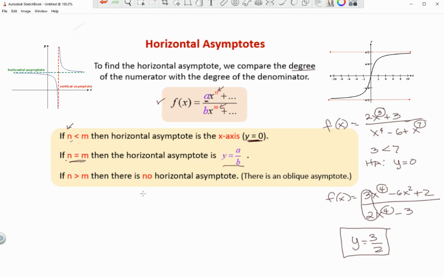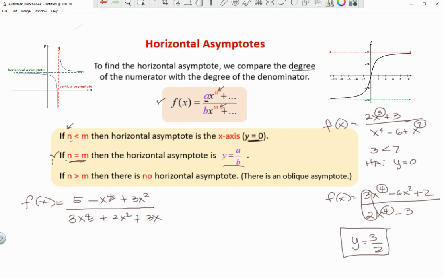Okay, so another example. Let's say f of x equals 5x to the fourth plus 3x squared, over, so this is all over the place now, 3x to the fourth plus 2x squared plus 3x. First, what is the degree in the numerator? You look for the term with the highest exponent. Well, that's going to be 4, right? And what's the degree in the denominator? Also 4. So therefore, this is case number 2.